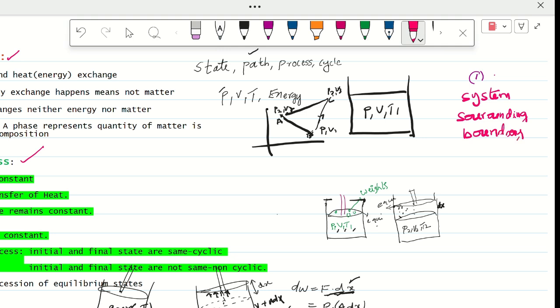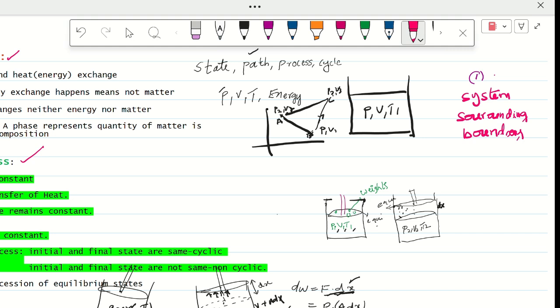So if you take system, for example, consider one gas cylinder. In that gaseous system, gas with a closed piston or closed rubber cork, a closed piston and cylinder, that is system. The walls of the cylinder are the boundary, and the remaining things surrounded by that boundary are called surroundings. Means system and surroundings are separated by a wall called the boundary.